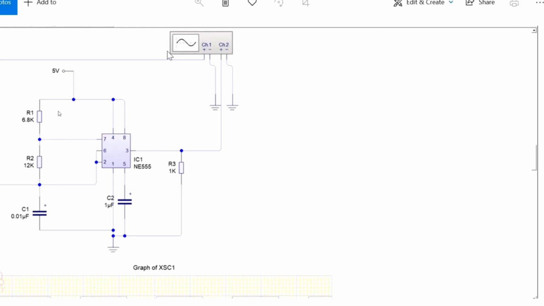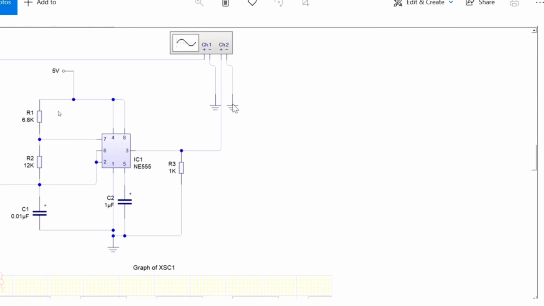So for that we need a CRO. See here, we need a CRO with two channels, one channel for the capacitor and one channel for the output. So take channel number 1. Channel 1 positive is connected to the capacitor C1, and channel 1 negative is grounded. Channel 2 positive is connected to the output for viewing the clock pulse, and channel 2 negative is connected to ground.